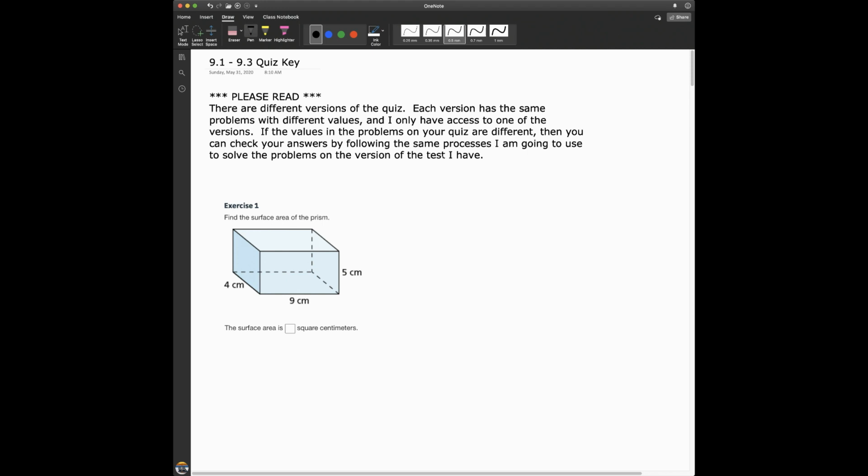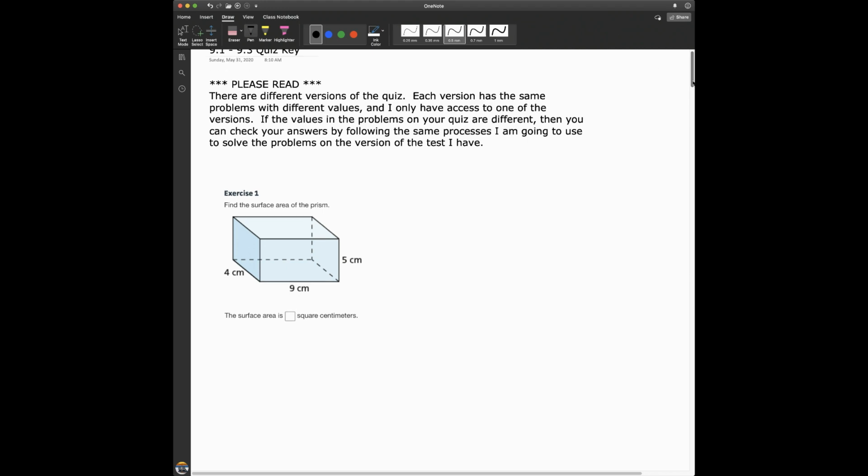So there are 10 problems on the quiz, and just to remind you that the problems I go through may have different values for lengths and widths and heights and slant heights and things like that. So if you have different numbers, then you can check your answer by going through the same process that I'm going to go through to solve the problems on this version of the quiz. So let me get started.